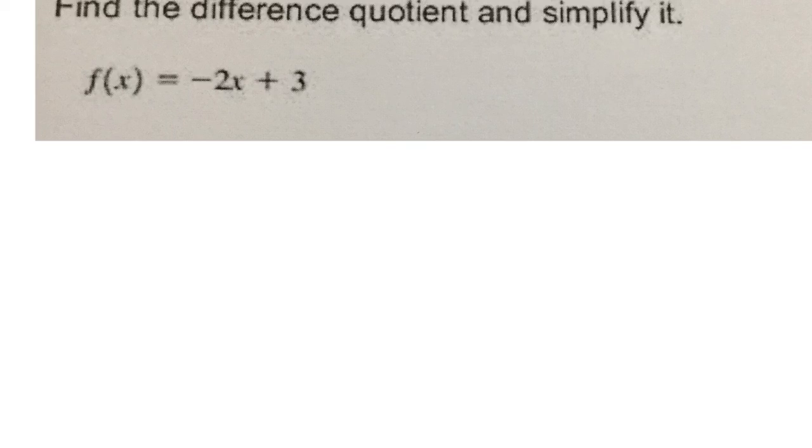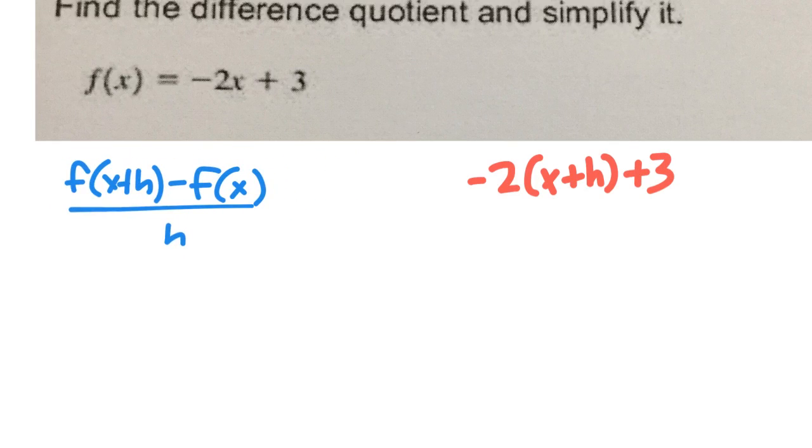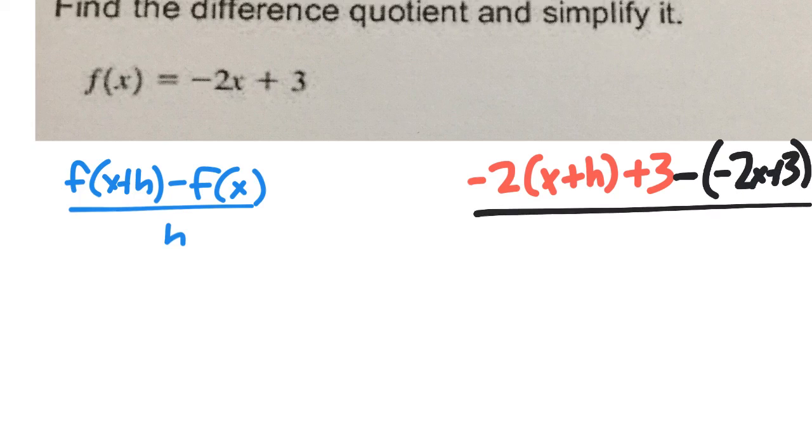Okay, so we plug this in. f of x plus h minus f of x all over h. I'm just writing down the formula. So first, I'm plugging in x plus h for x. So that's going to give me negative 2 times x plus h, plus 3. So this is this part. Now I need to subtract all of f of x. So I'm subtracting all of negative 2x plus 3, and then I'm going to divide by h.